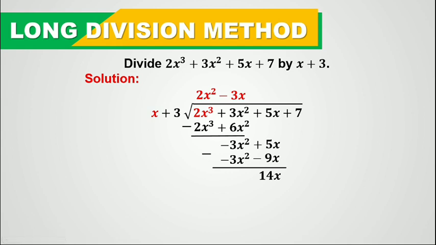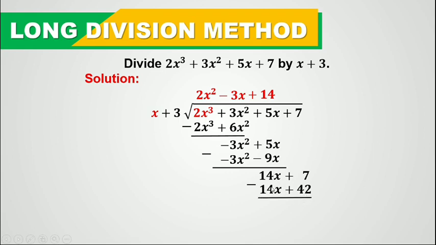And then bring down 7. So 14x divided by x, that's positive 14. And then 14 times x, that's 14x. And then 14 times 3, that's positive 42. And then let's subtract them.